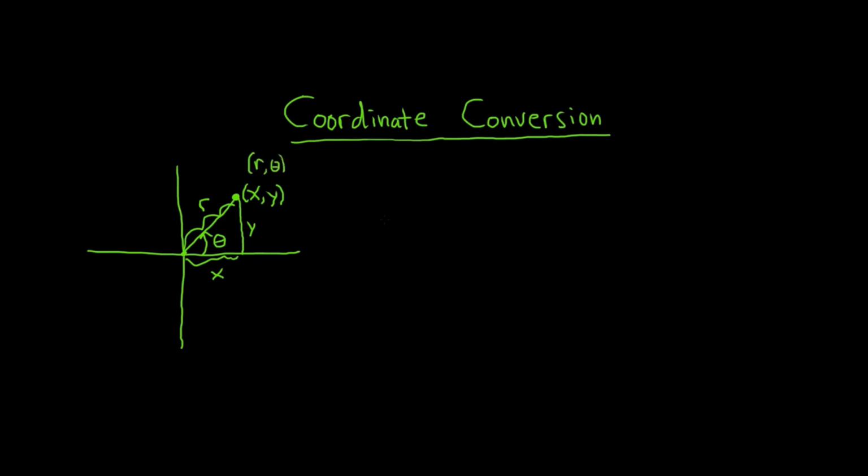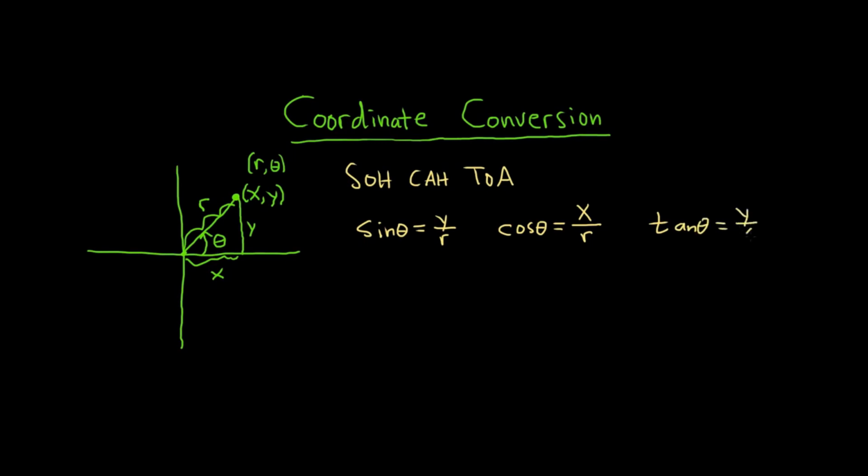So we can use the triangle and what we know from trigonometry. Remember SOHCAHTOA. Sine of theta is opposite over hypotenuse. The opposite here is y, and the hypotenuse is r. Cosine of theta is adjacent over hypotenuse. The adjacent is x, and the hypotenuse is r. And tangent of theta is TOA, so it's opposite, which is y, over adjacent, which is x.